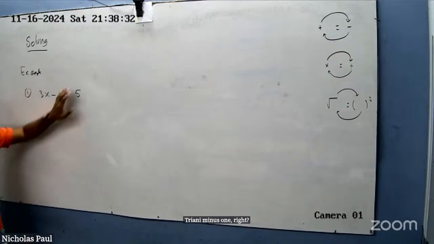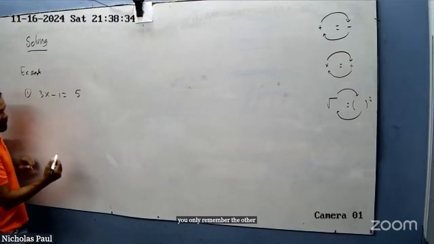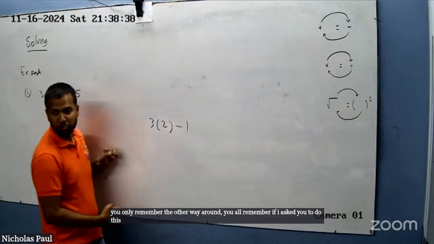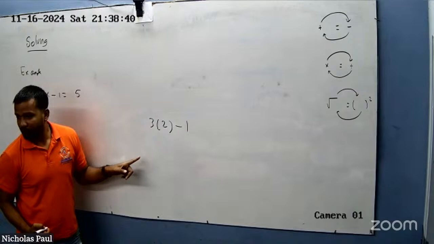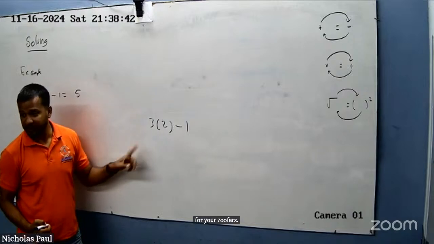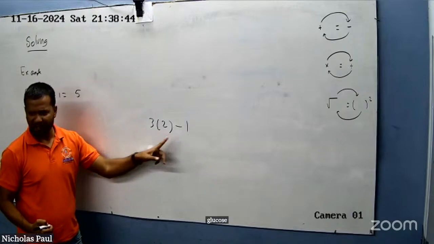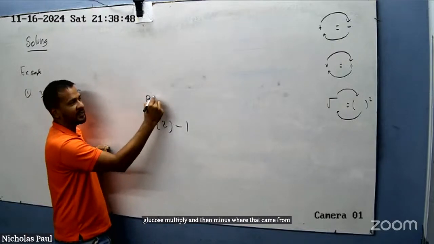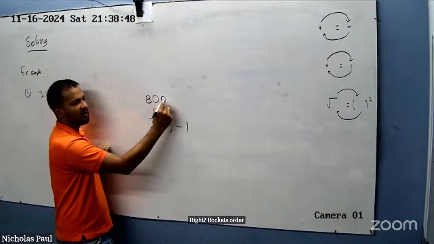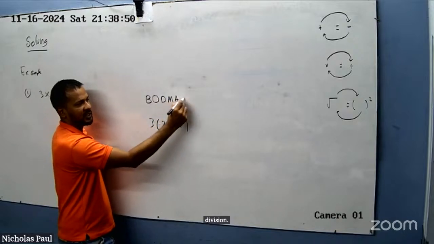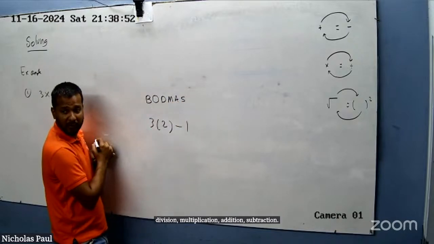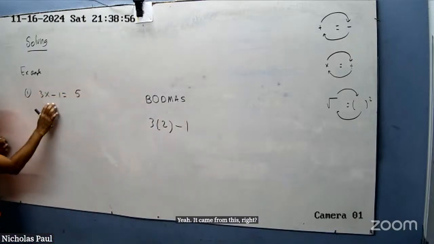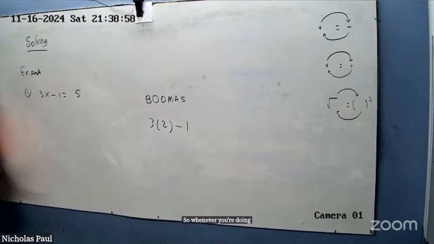You only remember the other way around. You only remember if I ask you to do this, what do you do first? Multiply and then minus. Where did that come from? Brackets, order, division, multiplication, addition, subtraction. It came from this. So whenever you're doing this, sometimes what you do is going in reverse.